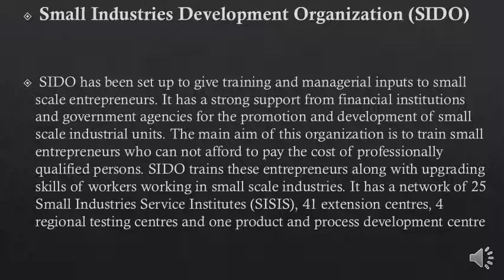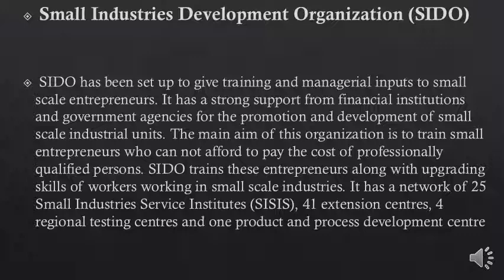SIDO trains these entrepreneurs along with upgrading the skills of workers working in small scale industries. SIDO not only targets the managerial or top level management, but it also works on the workers and bottom level management and skills them for small scale industries. It has a network of 25 Small Industry Service Institutes, 41 extension centers, 4 regional testing centers and 1 product and process development center.